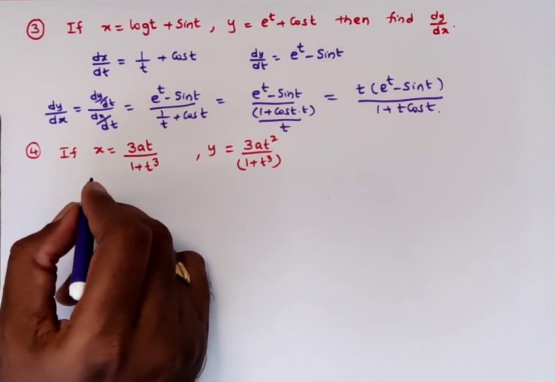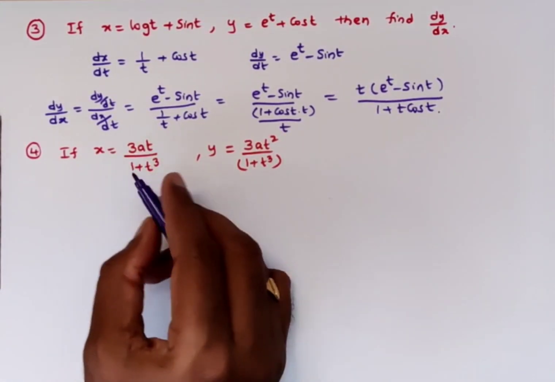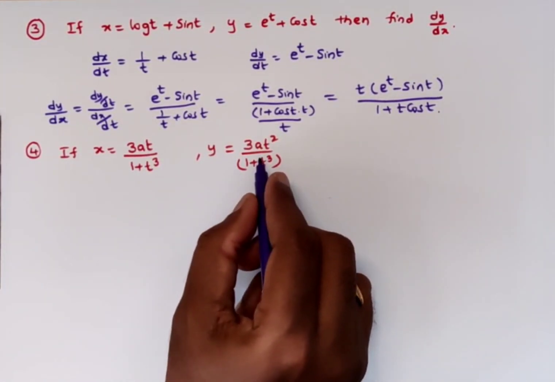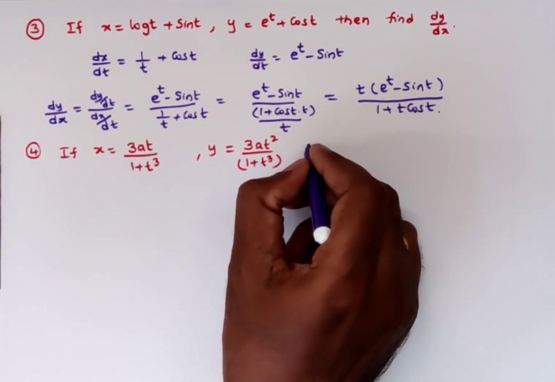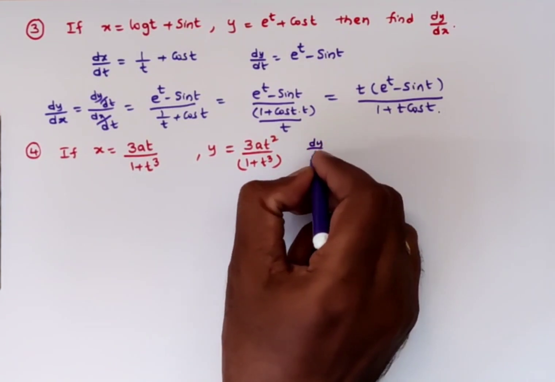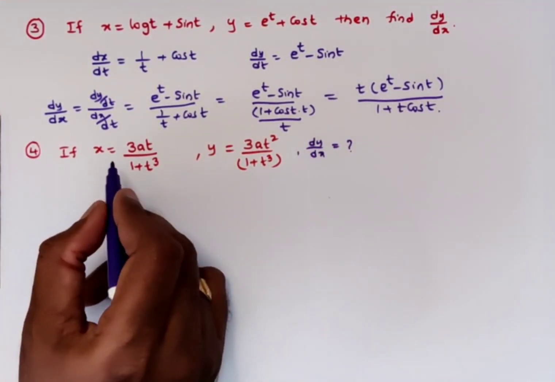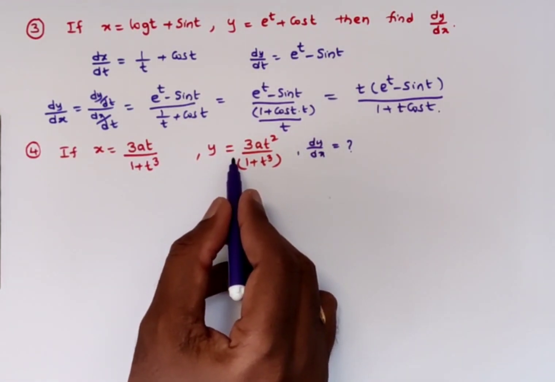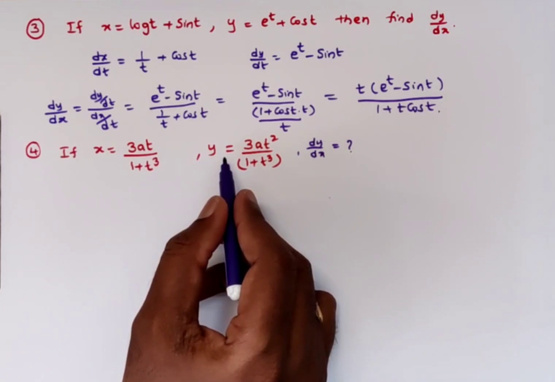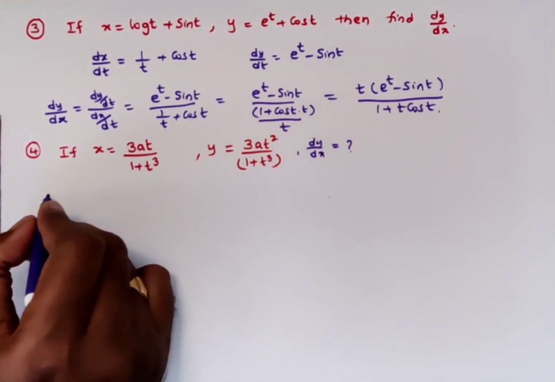Now say the fourth example: if x equals 3at by 1 plus t cube and y is 3at square by 1 plus t cube, then find dy by dx. So here we need to find the derivative of y with respect to x. So first differentiate x with respect to t, and next differentiate y with respect to t. Afterwards you can evaluate dy by dx by parametric differentiation.